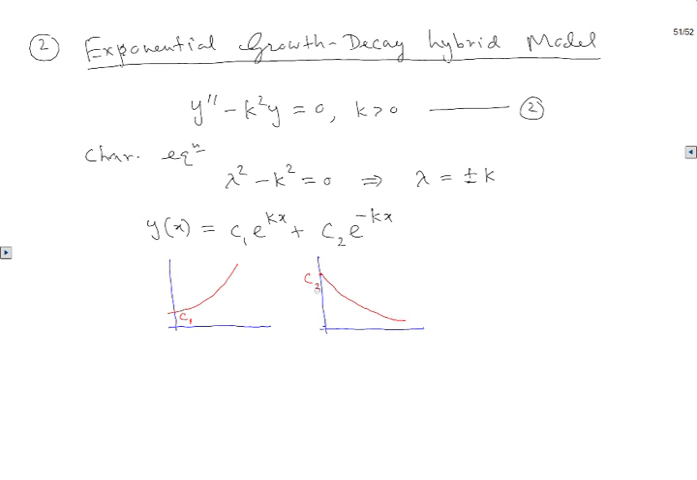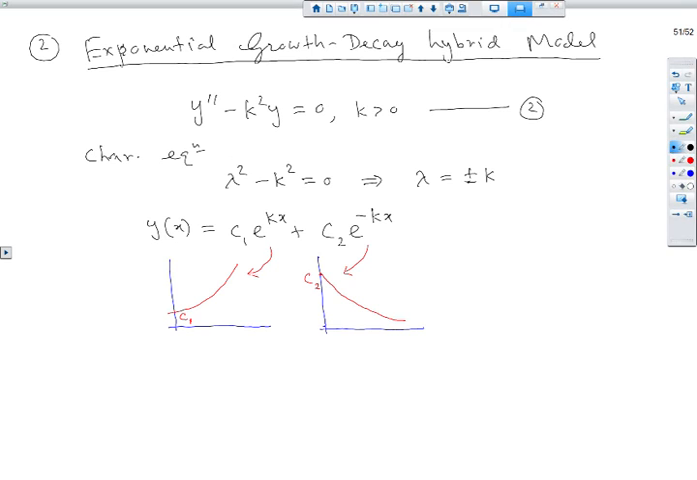So you can see that one is exponential growth and the other one is exponential decay. So that's the exponential growth function. This is the exponential decay function. Okay, good. And then also we can do some kind of simplification here. Sometimes those are important in applications.